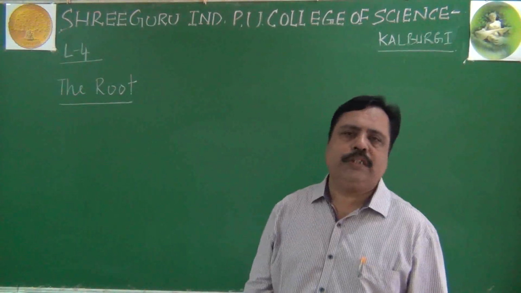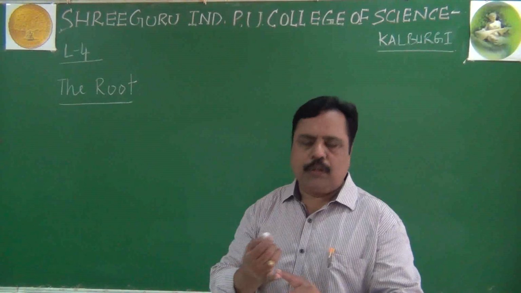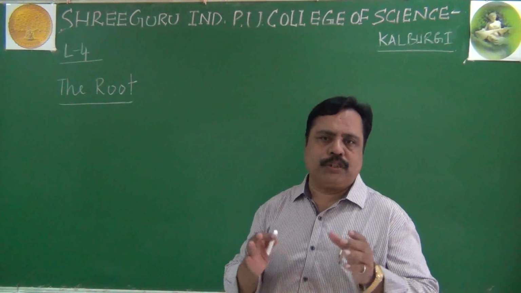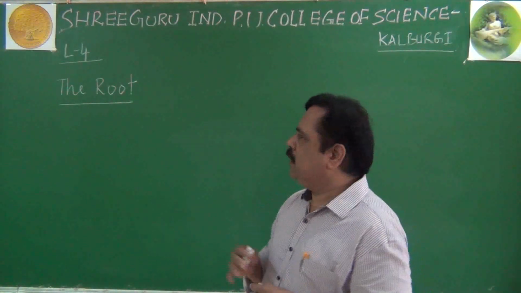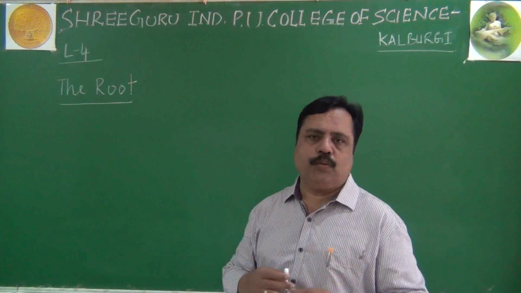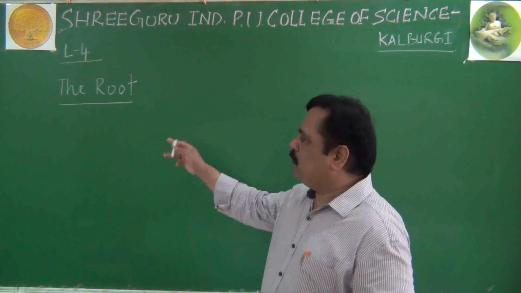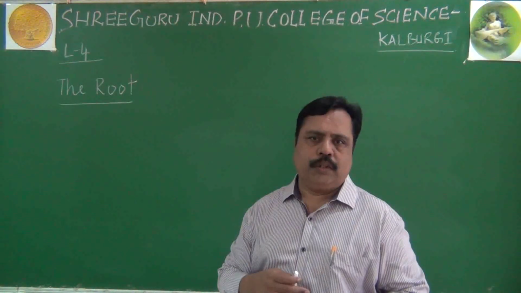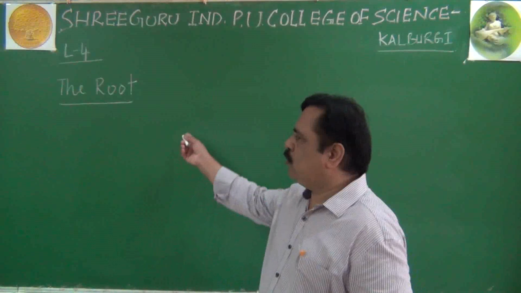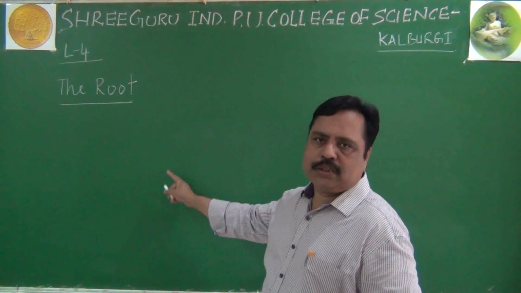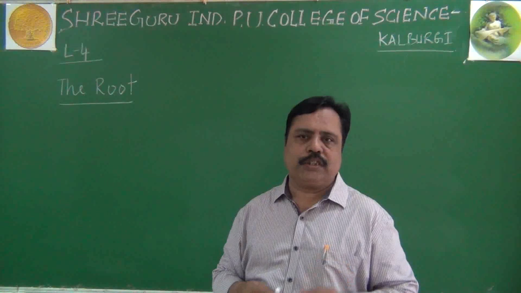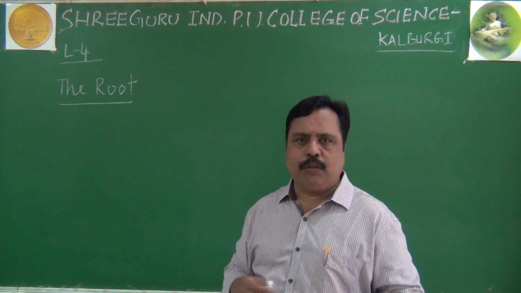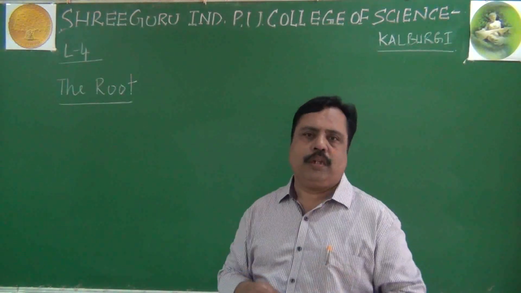As far as root is concerned, we have seen the general characteristics of a root system. Then I told you the major functions of the root also. Apart from that, we have seen the types of root also. In the previous class, I told you about taproot system, fibrous root system and adventitious root system. In addition to that, I was telling you about the regions of root also.